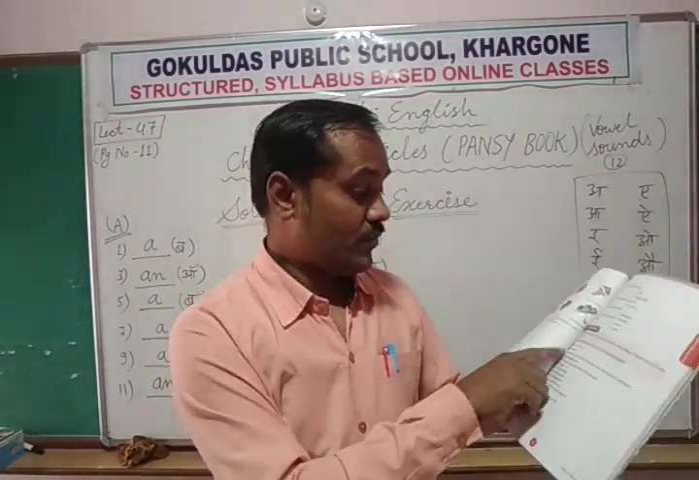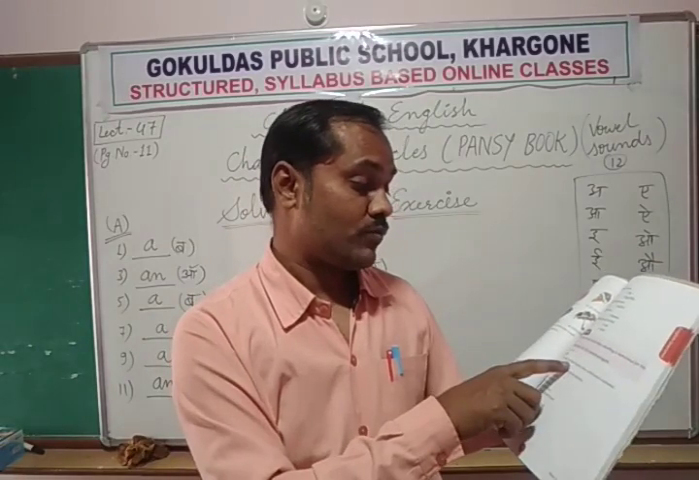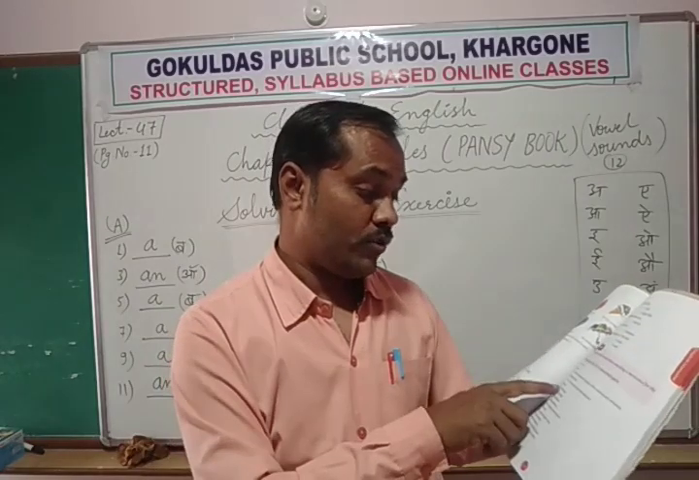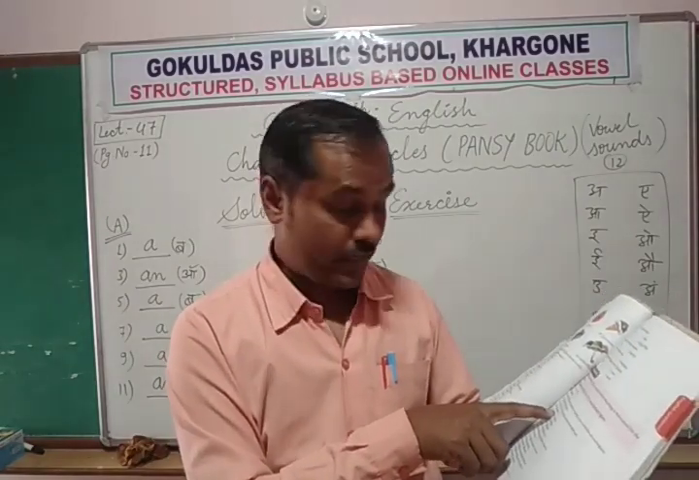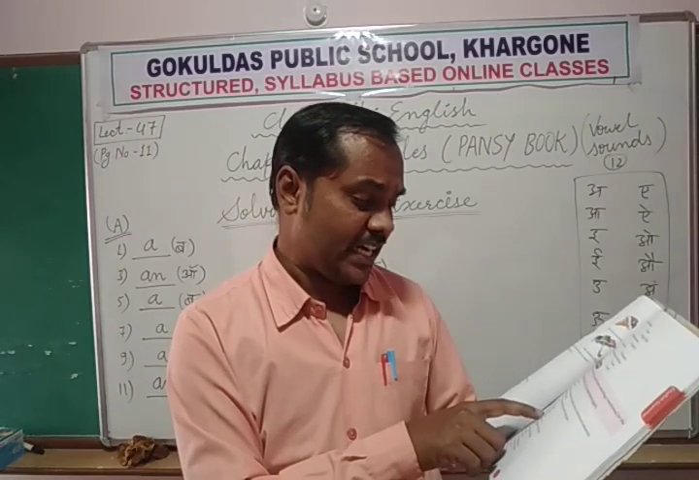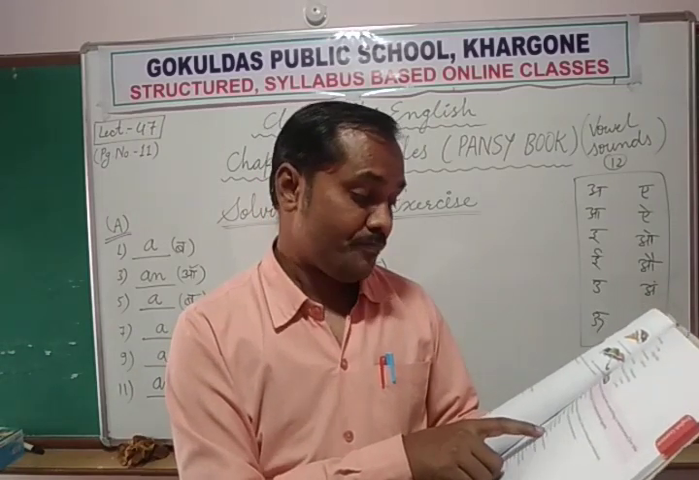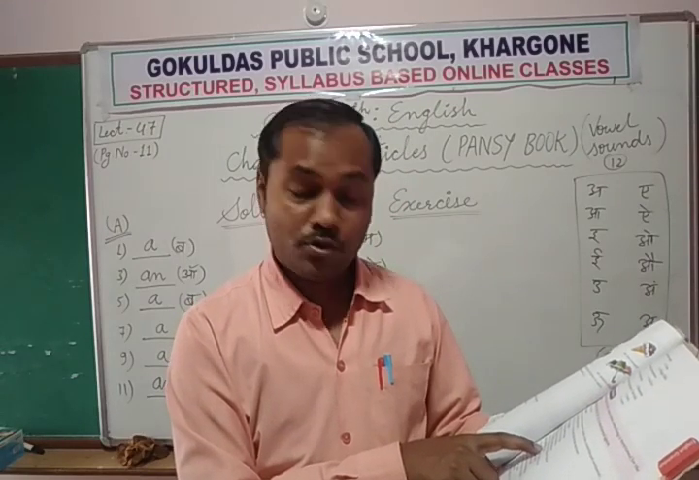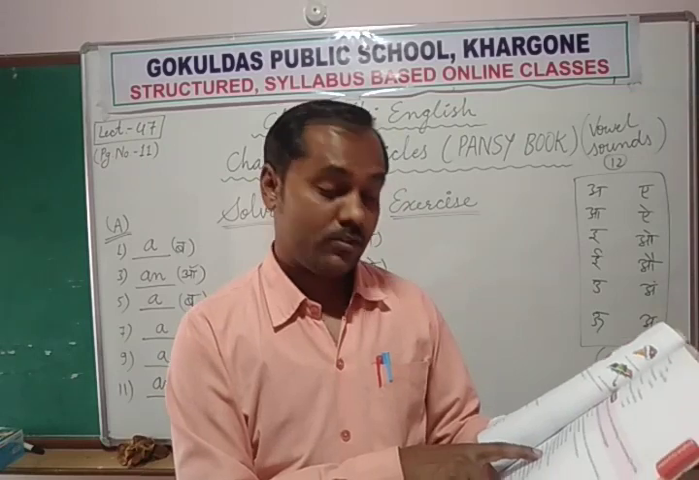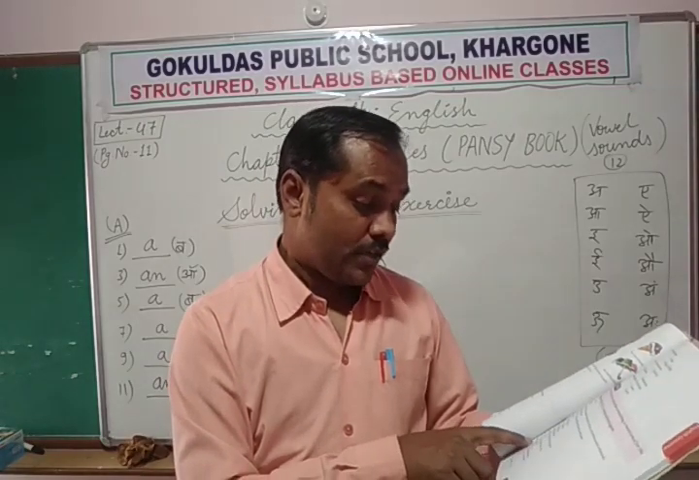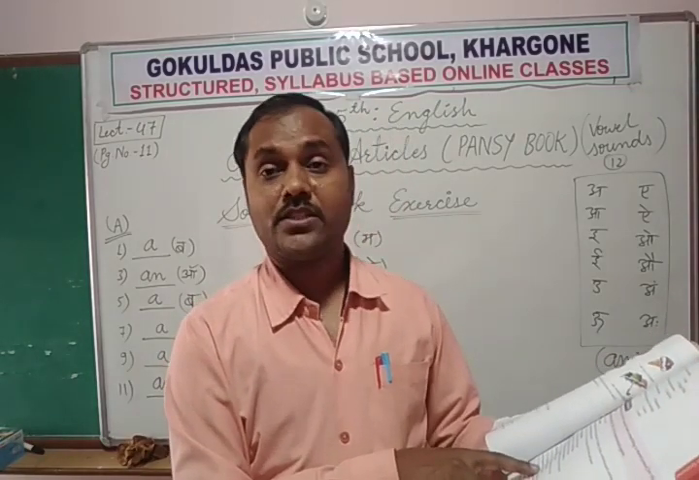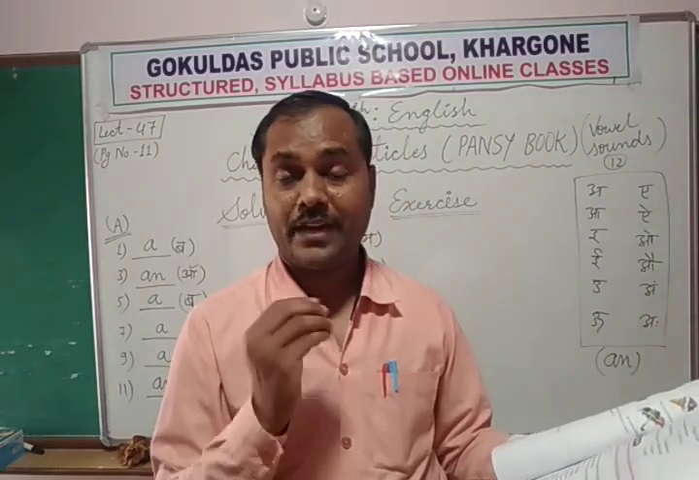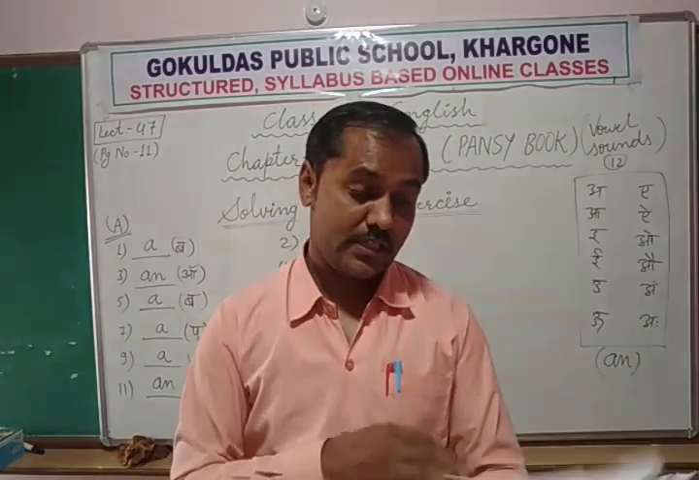These rules. We don't use articles before the names, proper names, of people, cities, countries, and continents. We don't use an article before the names of languages. We don't use any article before the names of substances, and before abstract nouns: feelings, emotions, qualities of humans. Before the names of relations, brother, sister, father, mother, these are relations. Before the names of meals, breakfast, dinner, lunch, snacks.